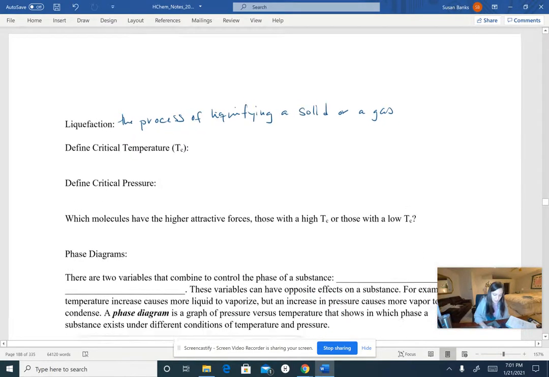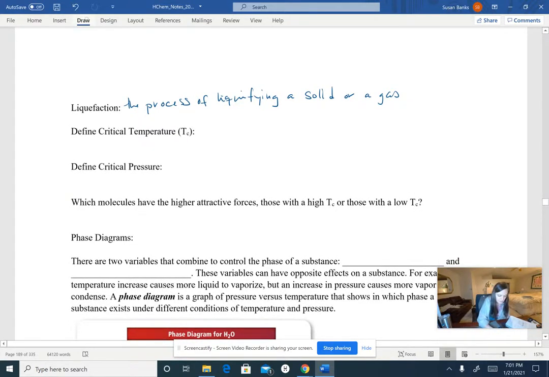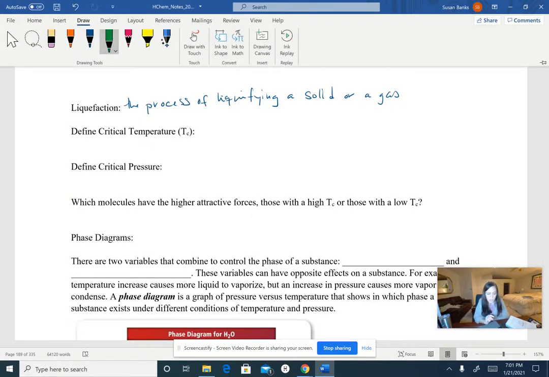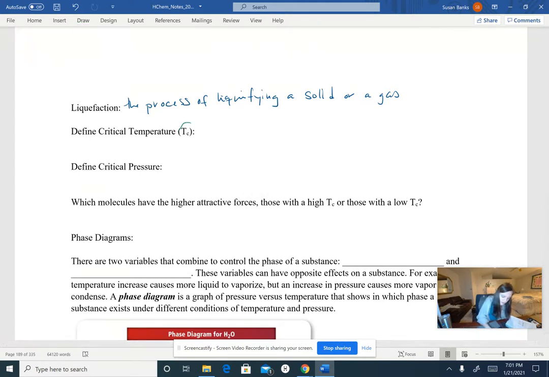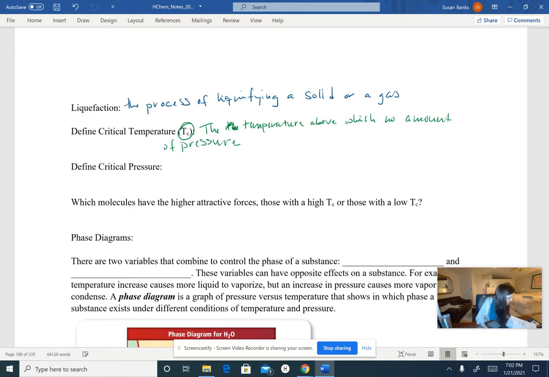We're going to define critical temperature. Now, you're like, what could be critical? Critical temperature, which we abbreviate T sub C, is the temperature above which no amount of pressure will liquefy a gas.